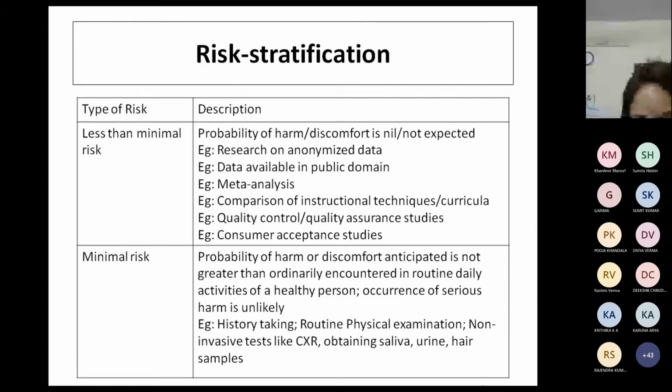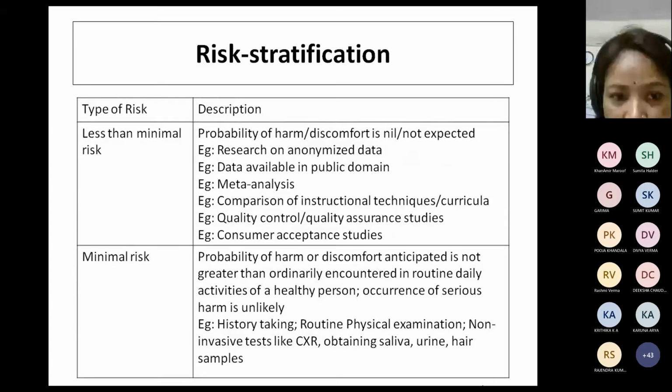So as you can see, I won't go into details of this. Any research can be categorized into four categories based on how you plan to go about the research. Based on your methodology, how you select your subjects, what you intend to do, all those things taken together will categorize your research into four groups.